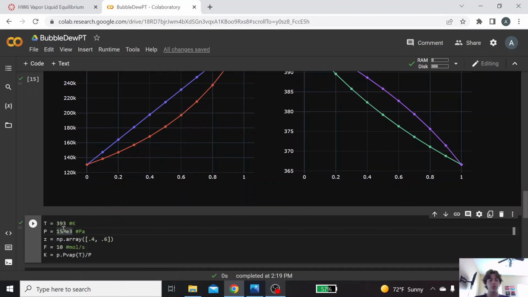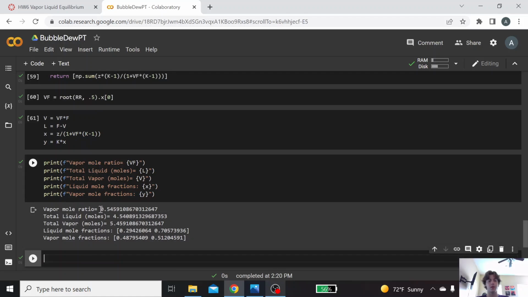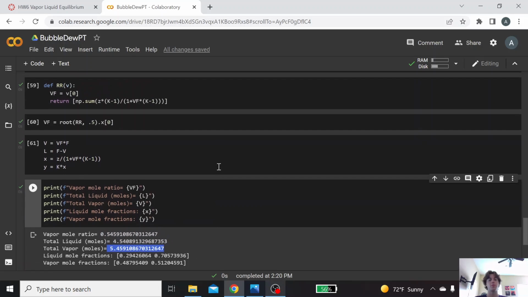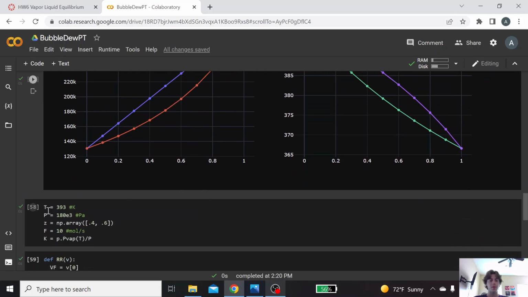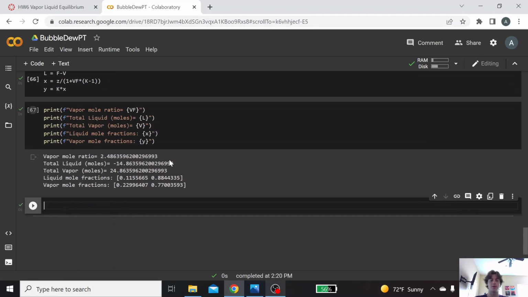If we were to increase the pressure so that we are inside of our two-phase envelope, such as raising it up to 180,000 pascals, and then we redo our calculation, you can see we get meaningful values. So the mole ratio is less than 1, and we have positive values for both the total liquid moles and the total vapor moles. But this problem specified 150,000 pascals, so I'm going to change that back and display the answers just one more time.